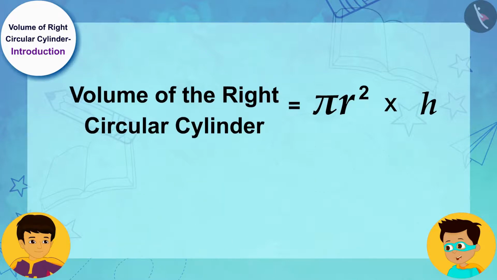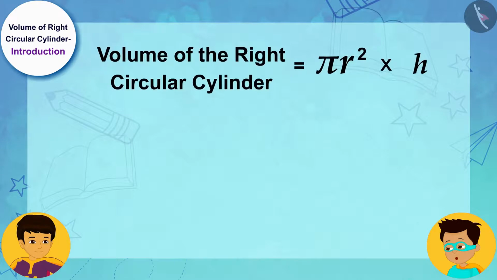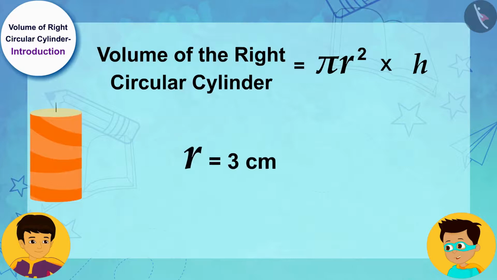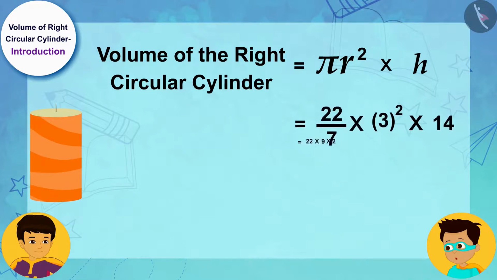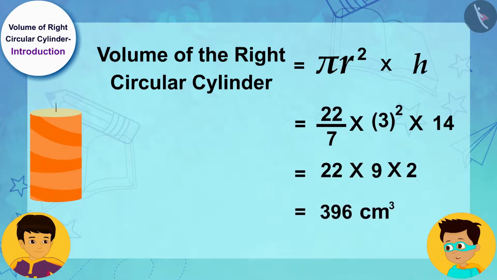Oh wow, Manas! We found the formula for the volume of a right circular cylinder. Now, I will solve this by writing the radius of the base of the candle, 3 centimeters, in place of r and the height of the candle, 14 centimeters, in place of h. The volume of each candle is 396 cubic centimeters.